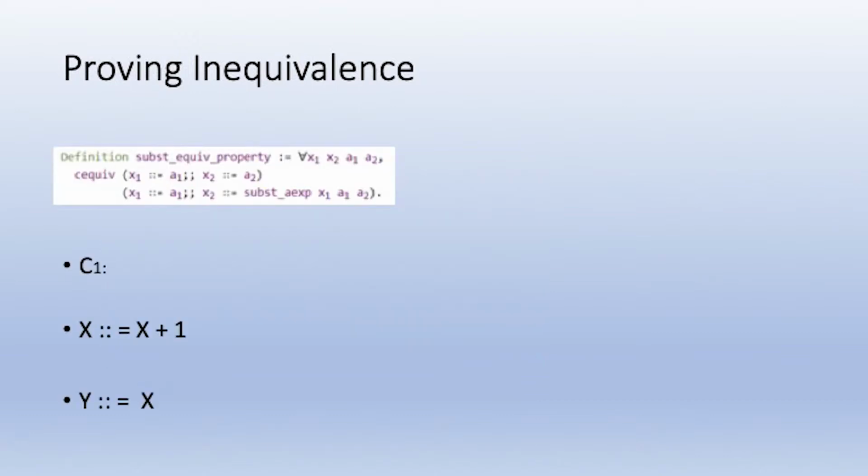Here, we see the definition of the substitution equivalence property, which does not hold for all x1, x2, a1, and a2. In this case, the example I came up with is the same one provided in the text, though their reason for a lack of equivalence is slightly modified.